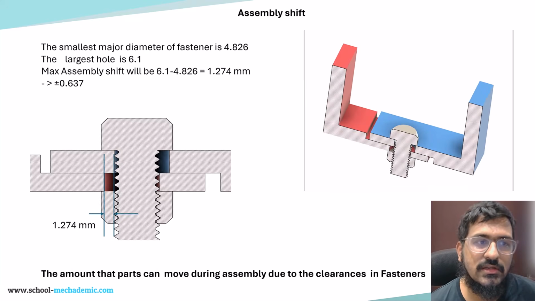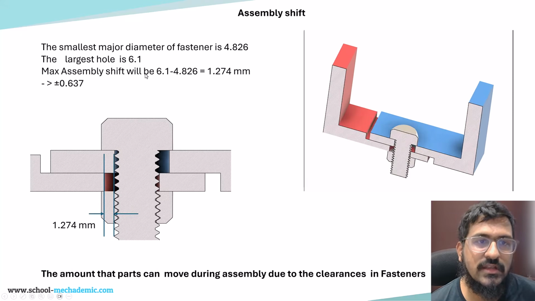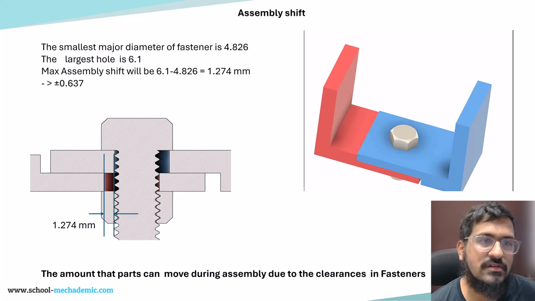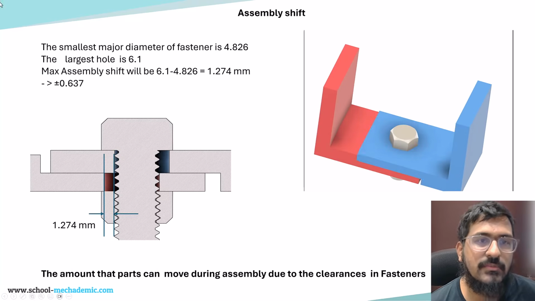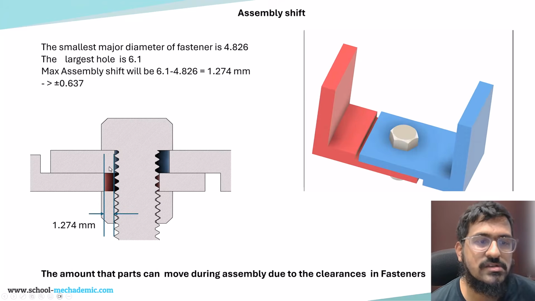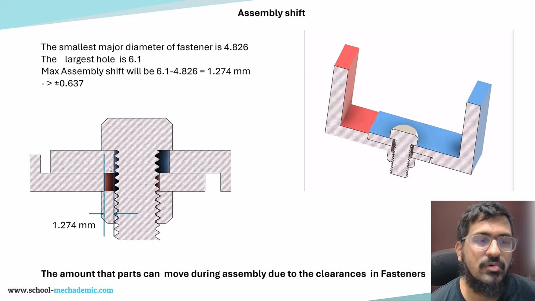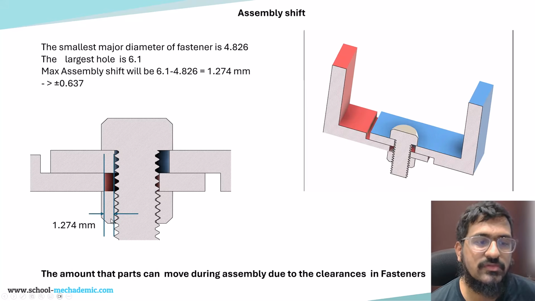So that is calculated using this formula, that is maximum assembly shift will be 6.1, that is the largest hole, minus the smallest diameter of the fastener, that is 4.826. That is the maximum assembly shift possible will be 1.274. So in the shifted condition in which red is towards the left and blue is towards the right, this dimension will be 1.274 if we are considering the largest hole and the smallest fastener.